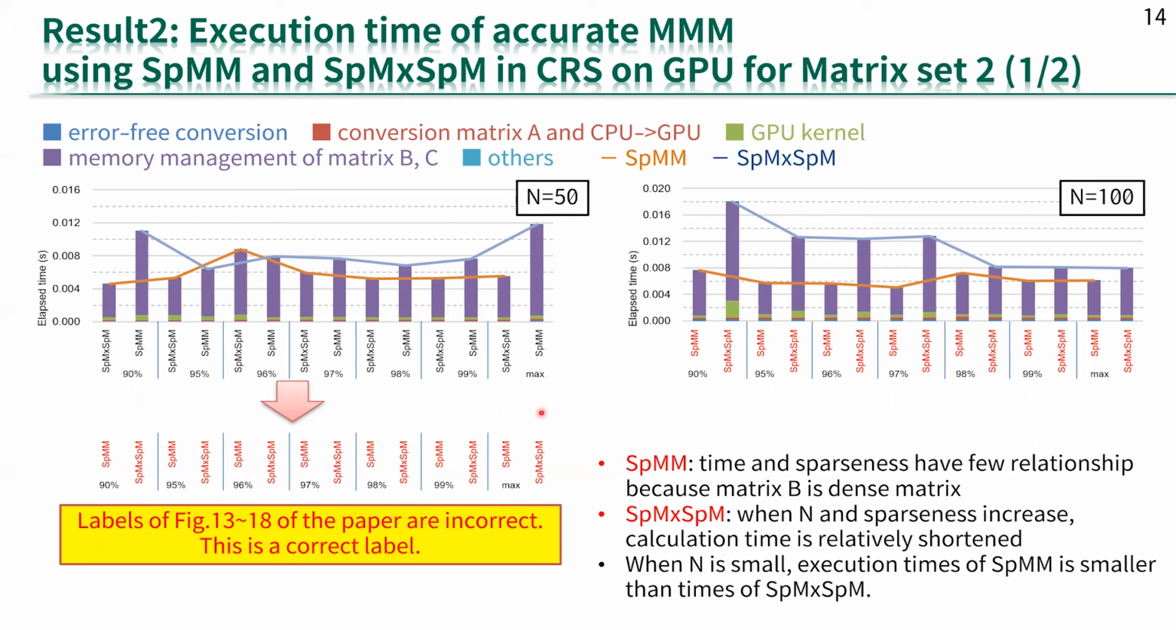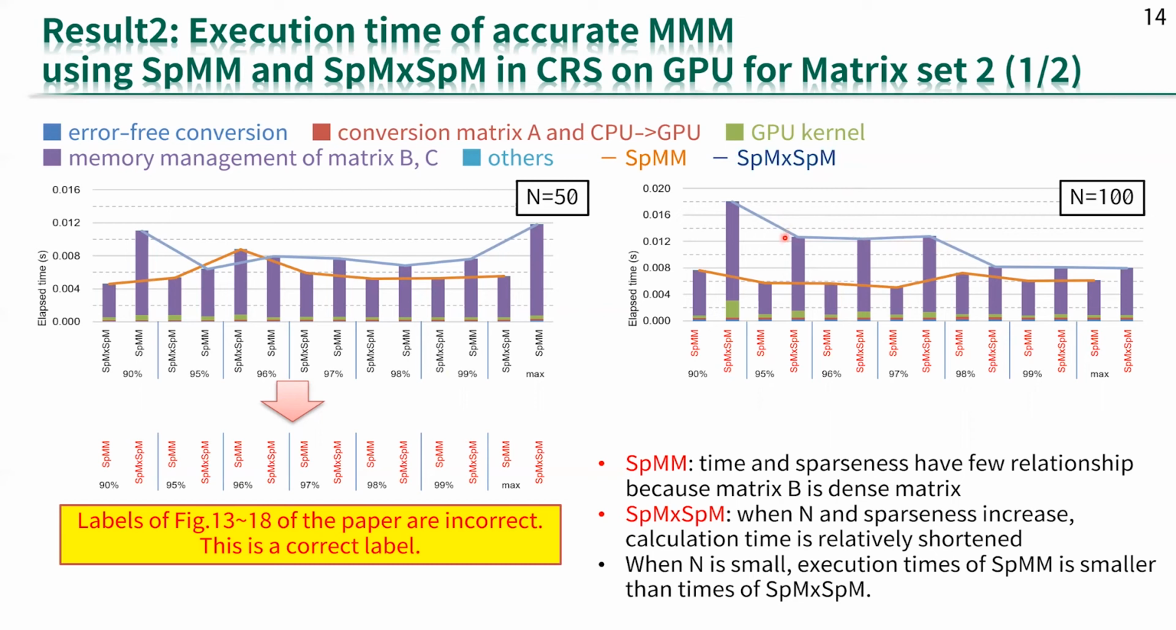In the case of SpMM, because matrix B is dense, time and sparseness have little relationship. Even if the sparseness is very high, execution time is not shortened. On the other hand, in the case of SpM, when n and sparseness increase, it is expected that calculation time is relatively shortened.